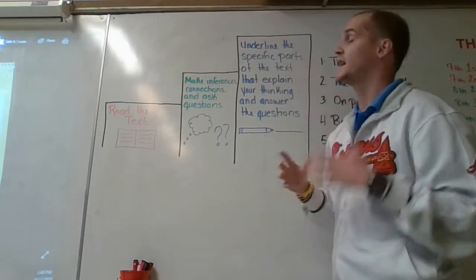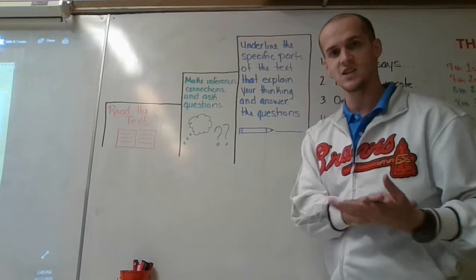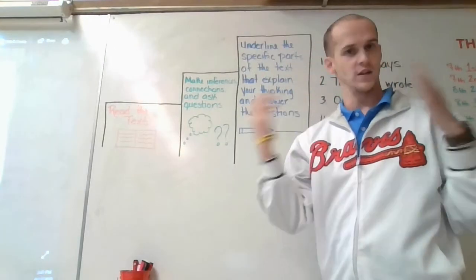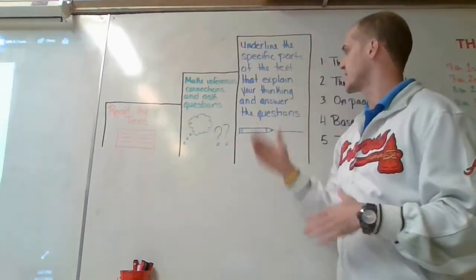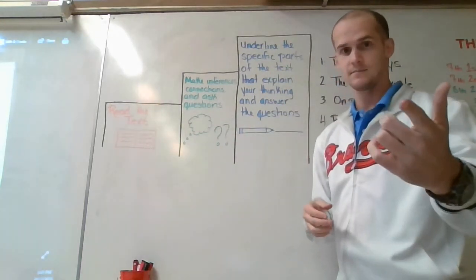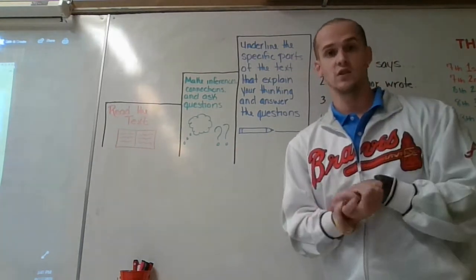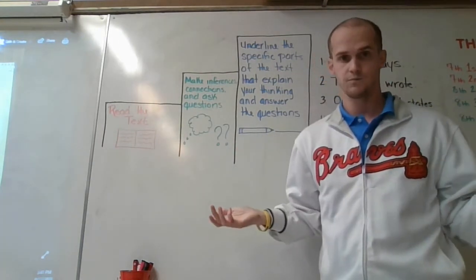And that's when you underline specific parts of the text. Go back into the reading and underline, highlight, circle, whichever you prefer, the parts of the text that explain your thinking and explain your answer to the question or questions.